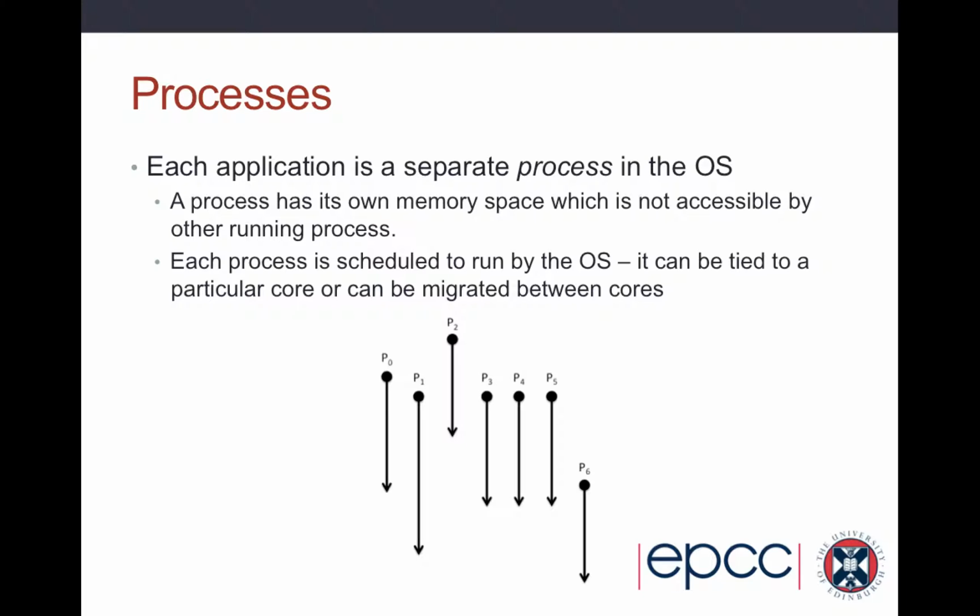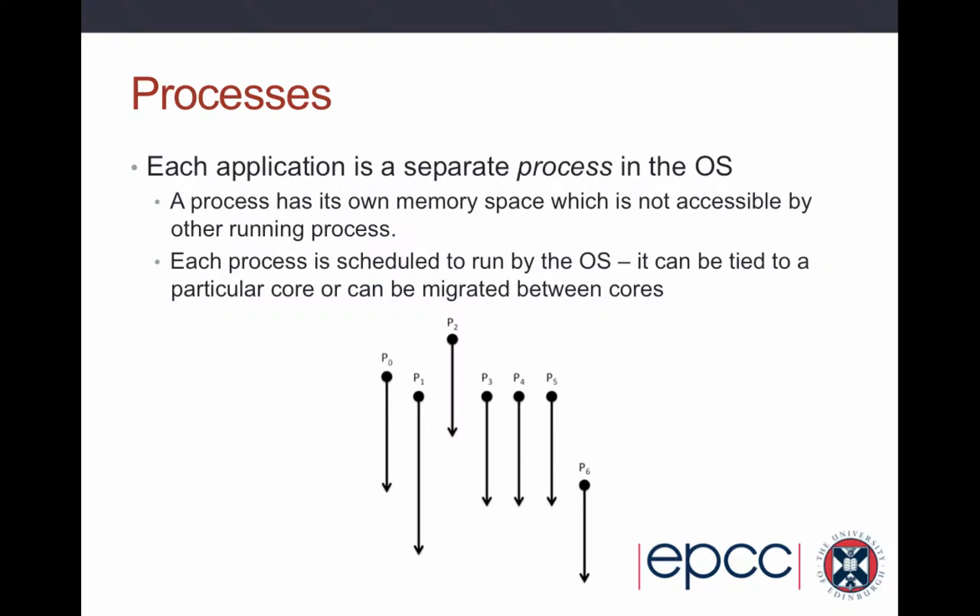And each process is scheduled to run by the operating system. It can be tied to a particular core or migrated between cores. In practice, the core migration doesn't happen very often. And this is no different to an HPC machine, because if you remember from the last lecture, each node of an HPC machine is essentially like a separate, individual computer running its own version of the operating system. So those operating systems on each of the nodes are independent and schedule processes, as my laptop does here.